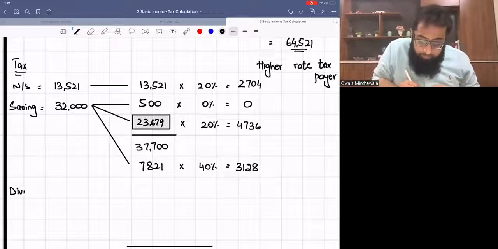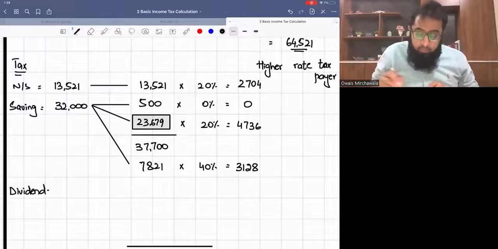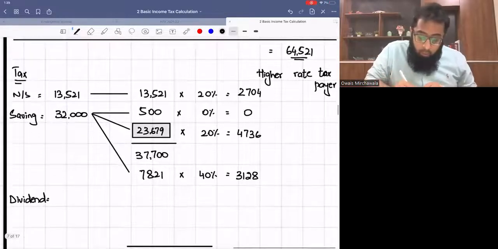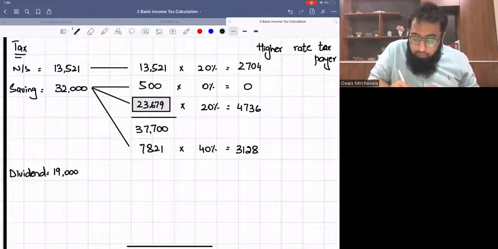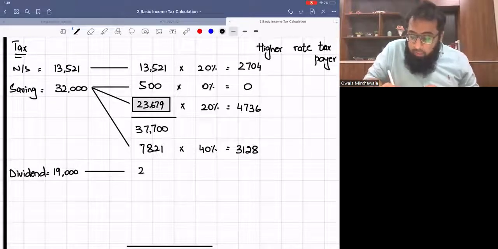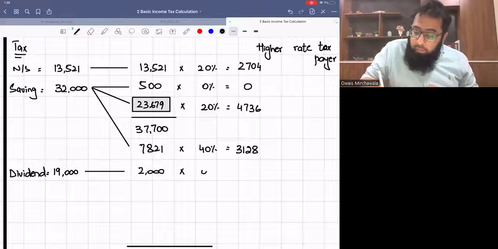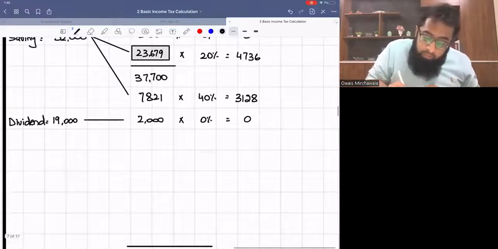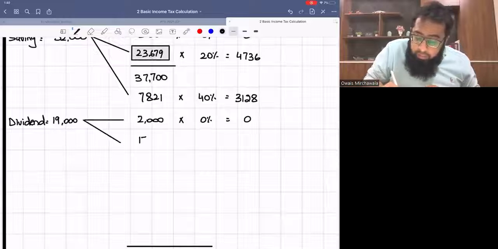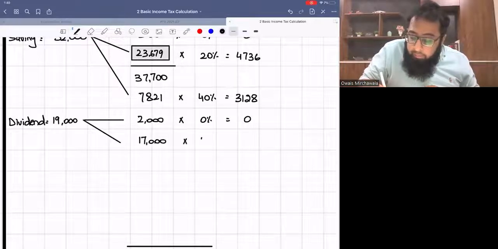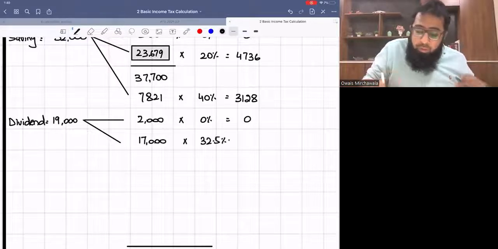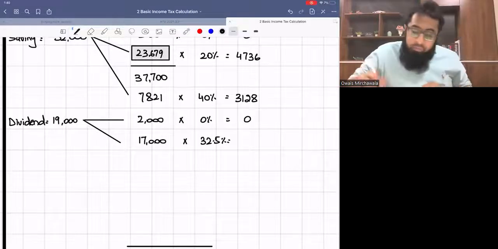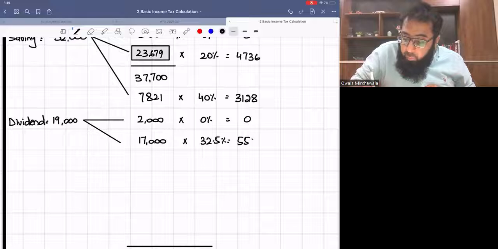And then we have dividend income. The dividend income is 19,000. On dividend income, the rule is very simple. On the first 2,000, it is always 0% band. And the remaining dividend income will be taxed at higher rate band because the basic rate band is already used. So 17,000 into 32.5%, so it's 5,525.